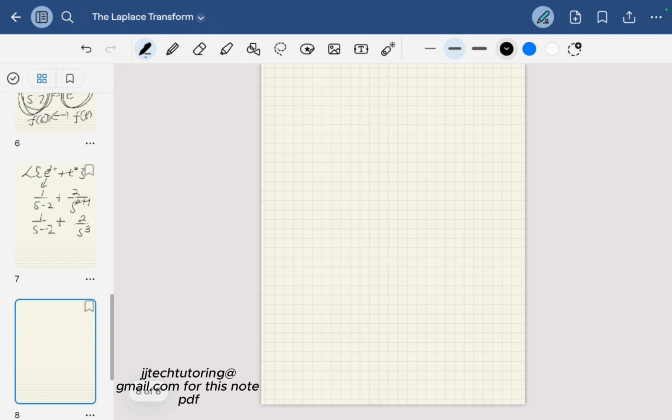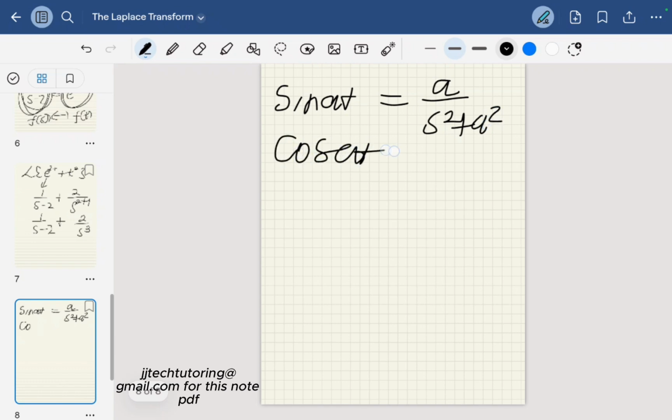Now, sine at is equal to a over s squared plus a squared, right? Cos at is equal to s over s squared plus a squared, right? All right, so that's it.